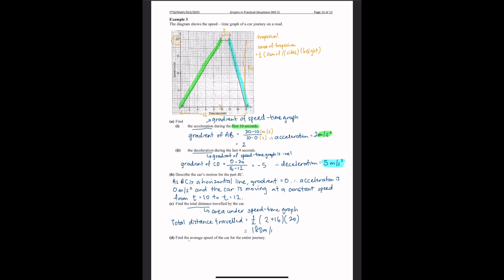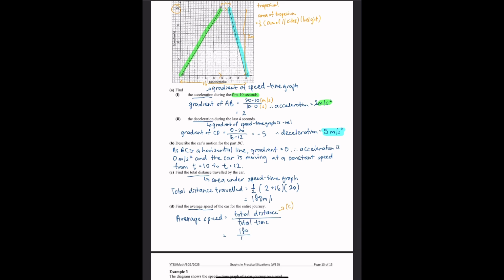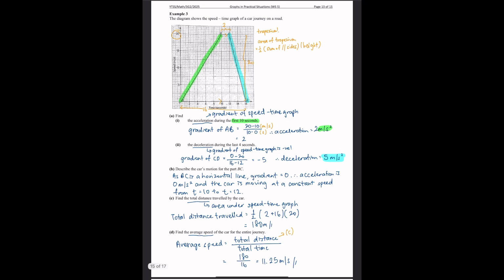Now let's move on to part D. Find the average speed. Let me recap with everyone: average speed is total distance over total time. For total distance, we can use part C's answer. For total time, refer to your graph, it is till 16 seconds here. So it will be 180 divided by 16, and you will get an exact value of 11.25 meter per second. Take note for speed, the unit is meter per second, as according to the graph here.